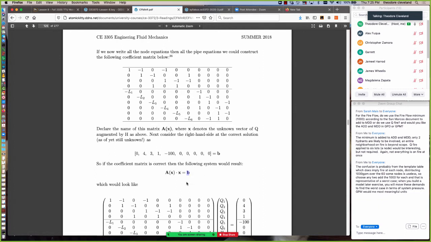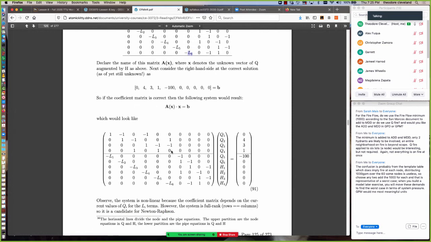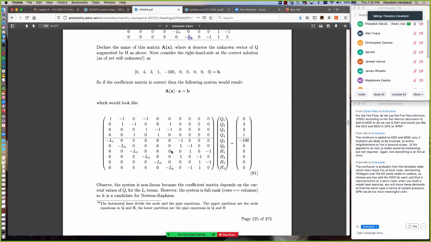So that's not linear because of the dependence of the coefficient matrix on the values of x. And that dependence occurs in each of these capital L values that are computed using the Darcy-Weisbach formula. So if we assembled the whole thing like we would do back in our calculus class, it would look like this system here.